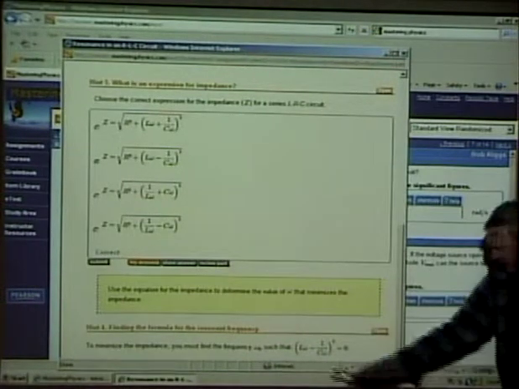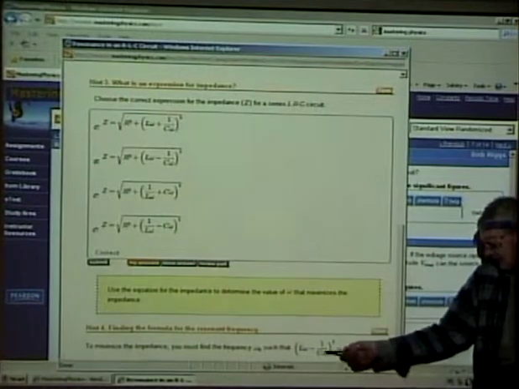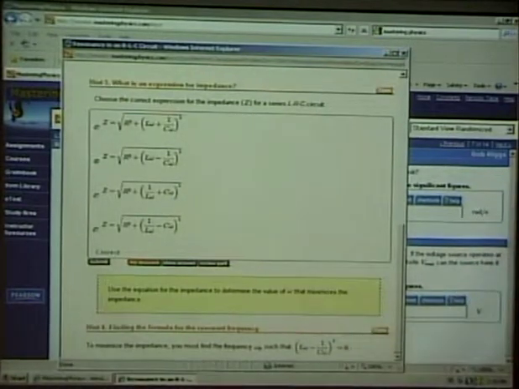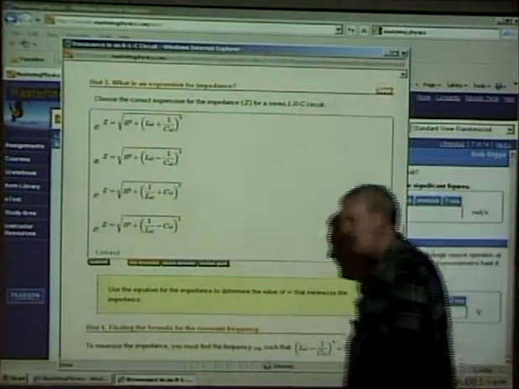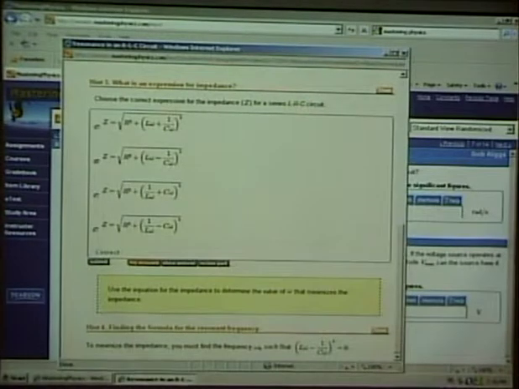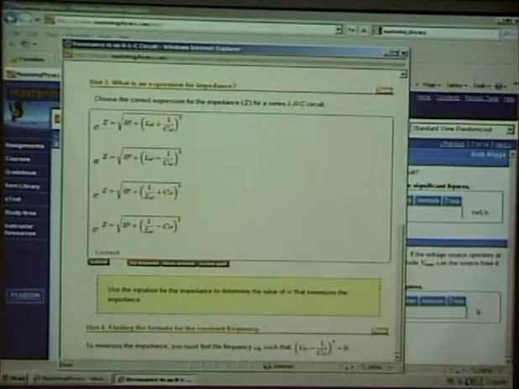So anyway, you just set your L omega equals 1 over C omega, and you go about solving it, and then you'll get 1 over the square root of LC. So if you take L times C and take the square root of it, and then hit your x to the minus 1, you should be good. I kept forgetting to take the square root of it. Kept getting the wrong answer.